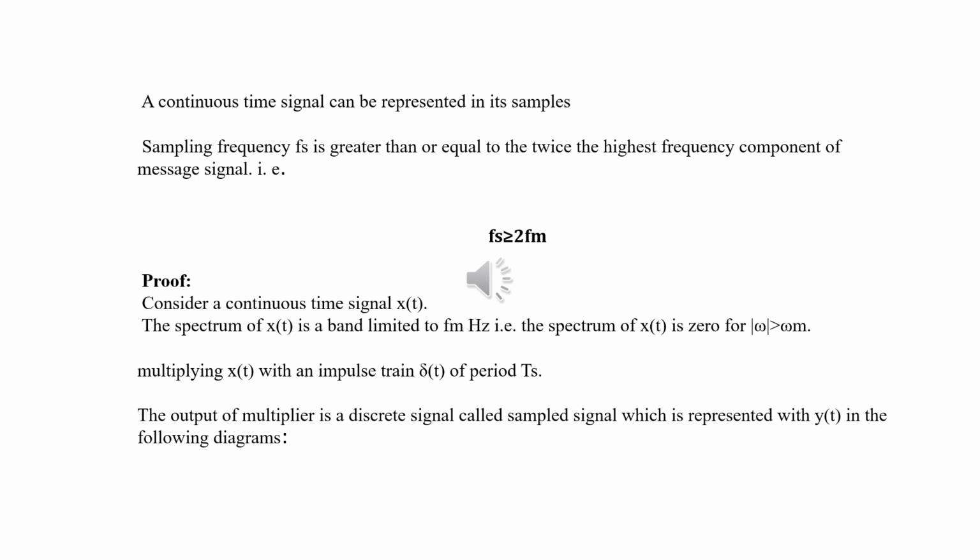A continuous time signal can be represented in its samples and can be recovered back when the sampling frequency fs is greater than or equal to twice the highest frequency component, and this is expressed as fs ≥ 2fm. So let us consider a signal for proof of this statement.